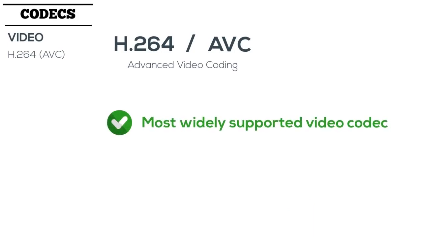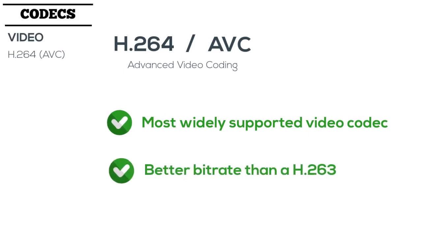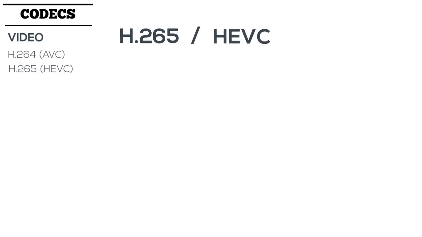A good place to begin is H.264, or AVC as it's commonly referred to. H.264 is by far the most commonly used video codec, mostly because it provides a significantly better bitrate over its predecessors for the same file size. For this reason, it is very widely supported, and you can be confident you will rarely run into any support issues using H.264. Its successor, H.265, is referred to as HEVC, which stands for High Efficiency Video Coding.